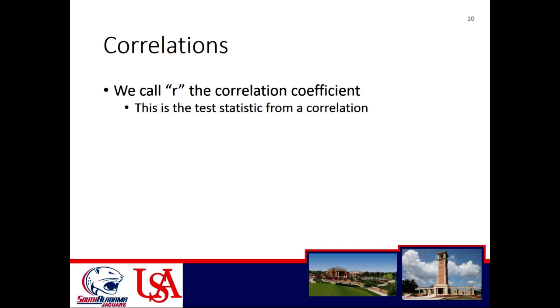And this is the test statistic. This is the test statistic from a correlation. So just like the t-test had a t-statistic, just like an ANOVA has the F-statistic, a correlation produces an R statistic. It also gives you a p-value, but the main test statistic is the R value.